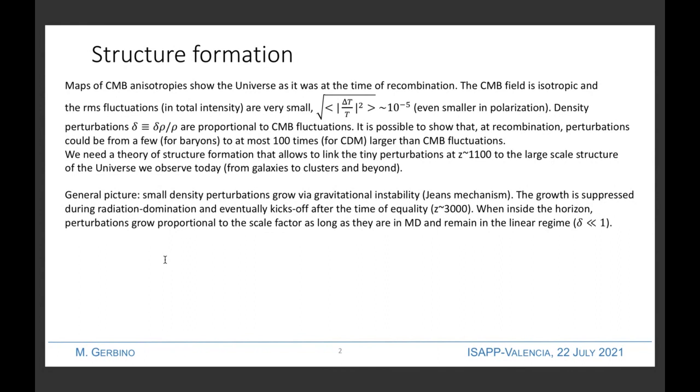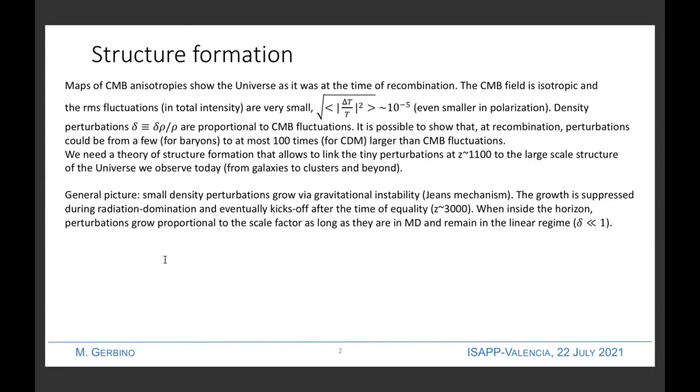Before starting, let's have a qualitative argument here. We observe fluctuations in the CMB field. I have already said that these perturbations are very, very tiny, at the level of 10 to the minus 5, and they are even smaller in polarization. Since we have just seen that there is a connection between the perturbations in one component and the perturbations in another component, due to the type of initial conditions that are set by inflation, we can say that the amount of fluctuations that we observe in the CMB is proportional to the amount of perturbations that we expect in the matter field at the time of recombination. The CMB is giving us a sort of snapshot of the universe as it was at the time of recombination.